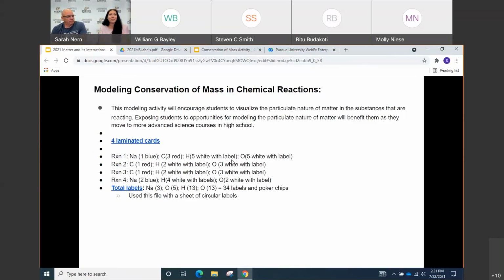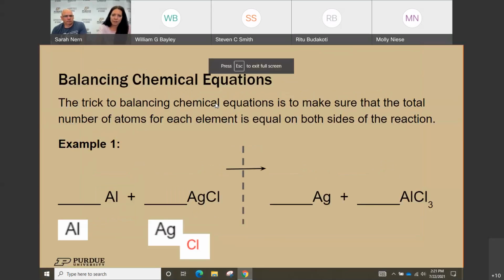I thought I was getting the poker chips that had the four colors, like red, blue, white, and green. I thought I was getting a package like that. It was red, blue, and white. So I just split the white poker chips. Some were hydrogens and some were oxygens. And that's fine. That works. But when we go to the cards, I guess we aren't there yet.